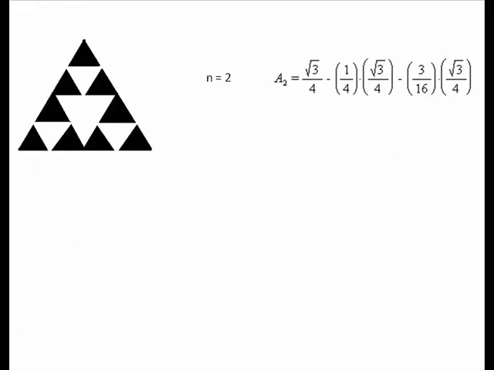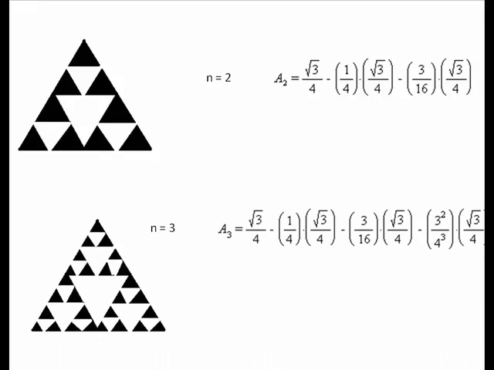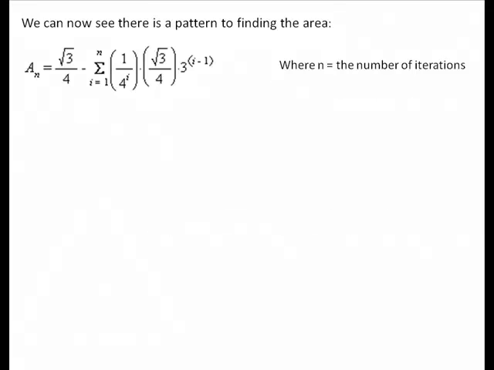For the second iteration, we are subtracting the area of the smaller white triangles from our previous formula for A1. We see the smaller white triangles account for 3/16 the area of the whole original triangle. We get this formula for A2. For the third iteration, we are subtracting the area of the smallest white triangles, which are 9/64, or 3 squared over 4 squared, of the area of the original triangle.